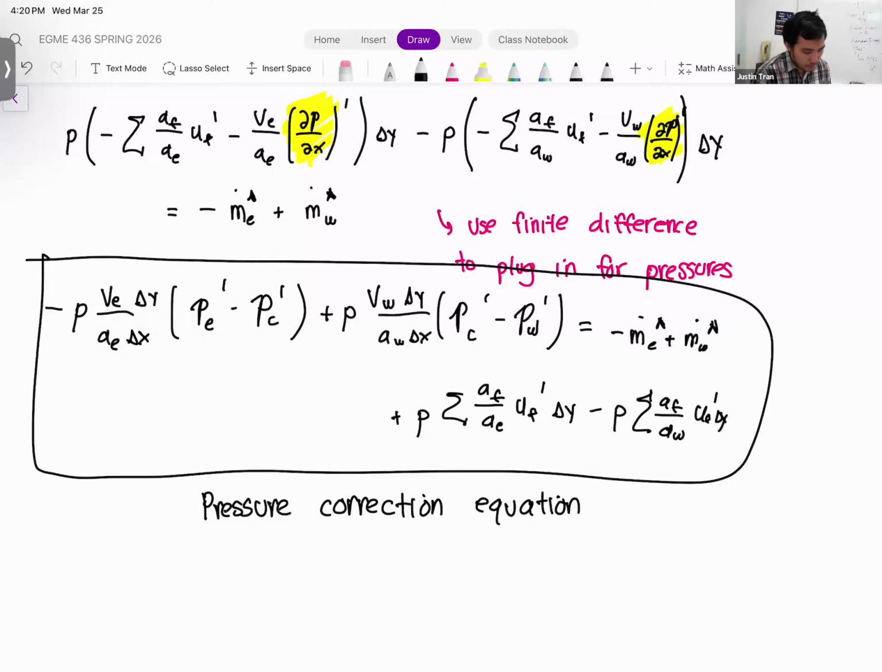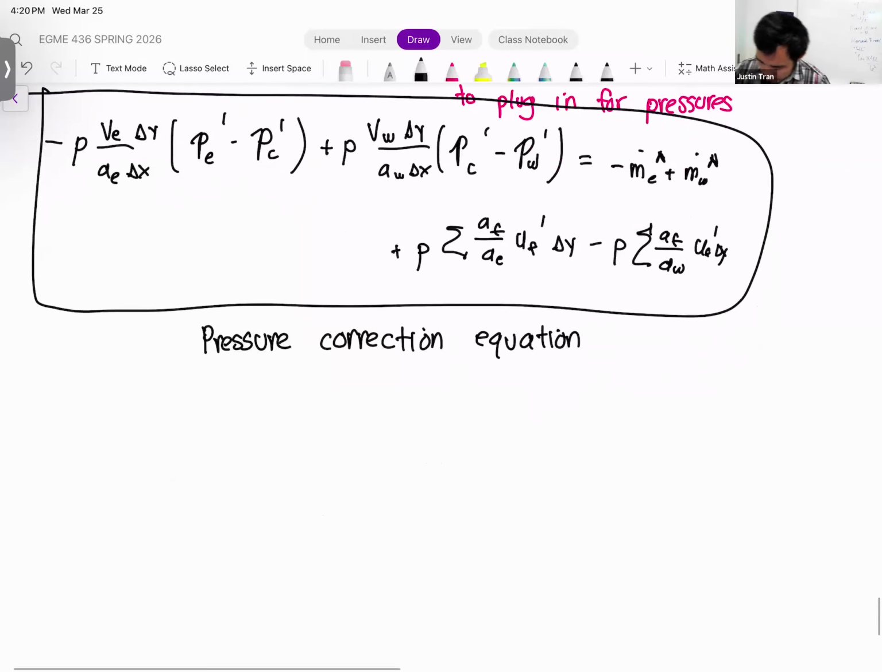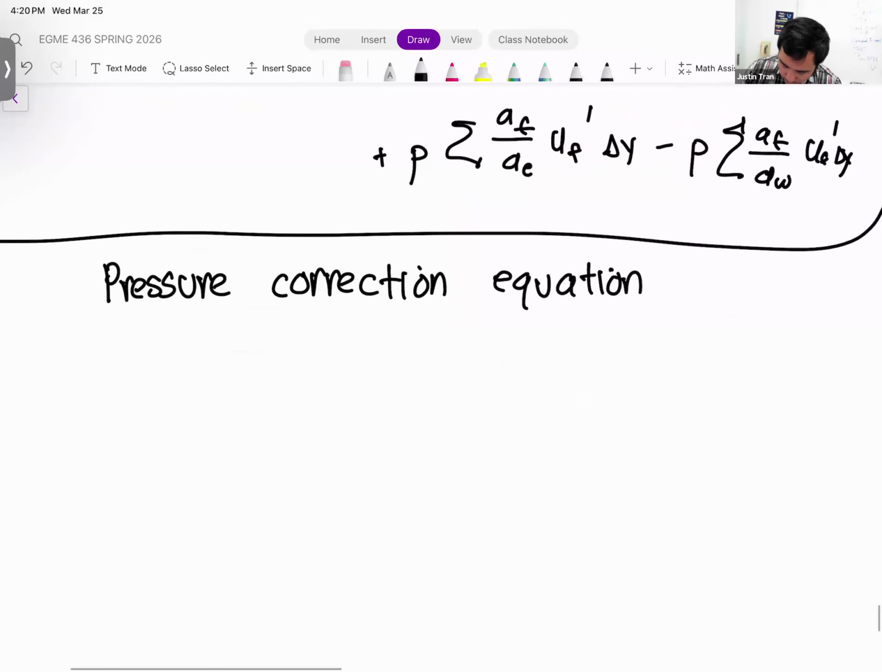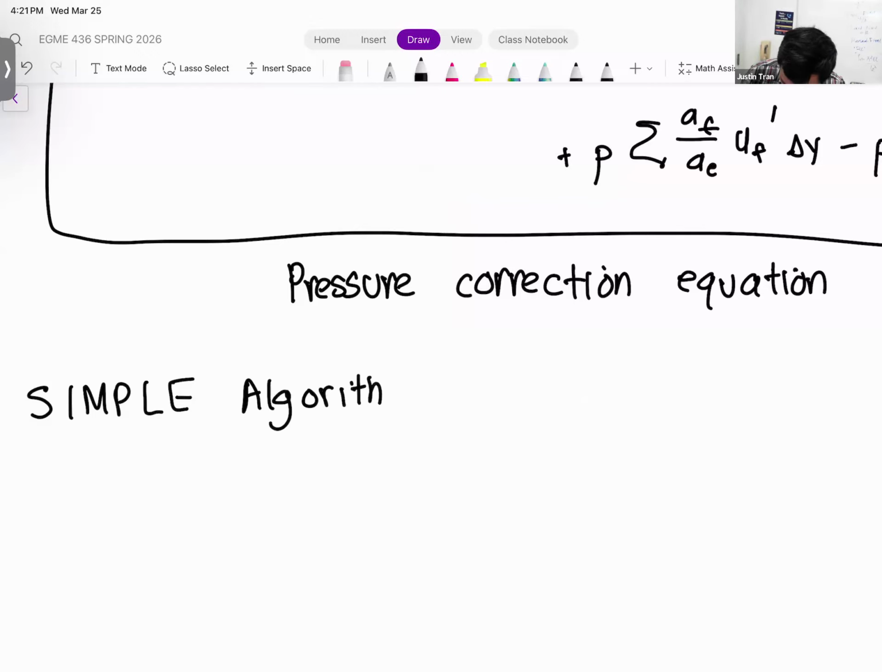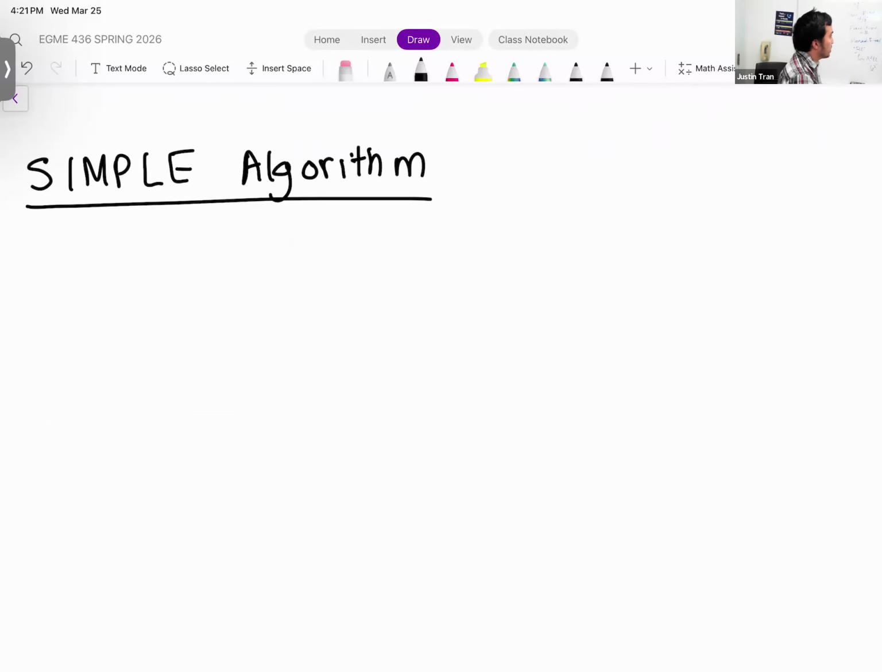Okay, good. Now that we've arrived at this pressure correction equation, we are finally ready to state the SIMPLE algorithm. Let me zoom back in here. Remember, SIMPLE is an acronym: it stands for semi-implicit method for pressure linked equations. The pressure correction equation is just one part of it. I'm going to list all the steps here, and then we'll apply it to a very simple example.